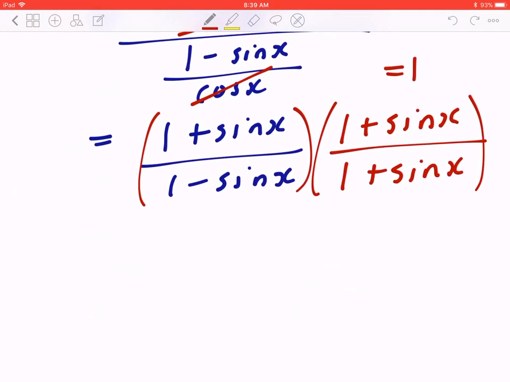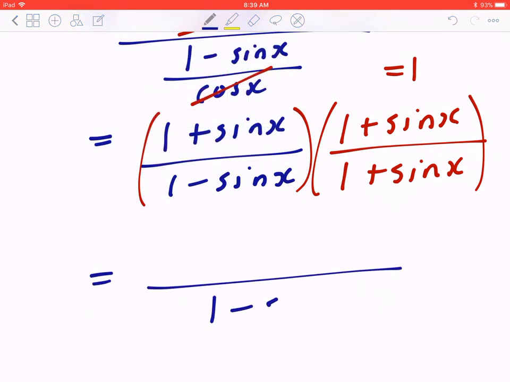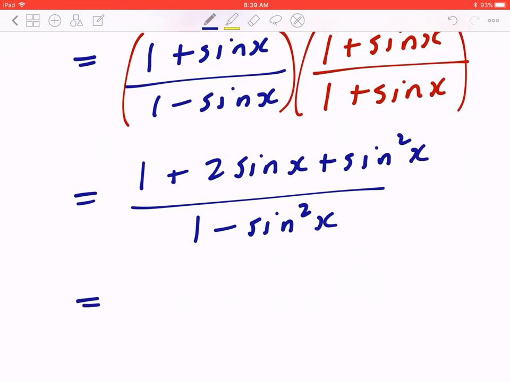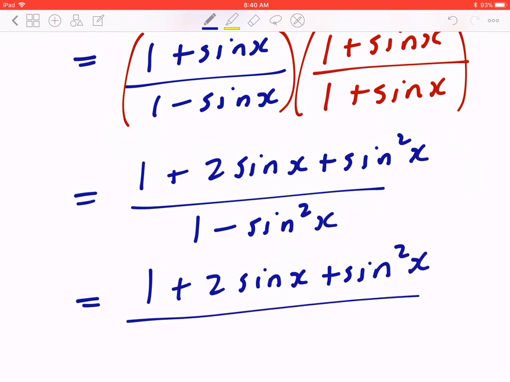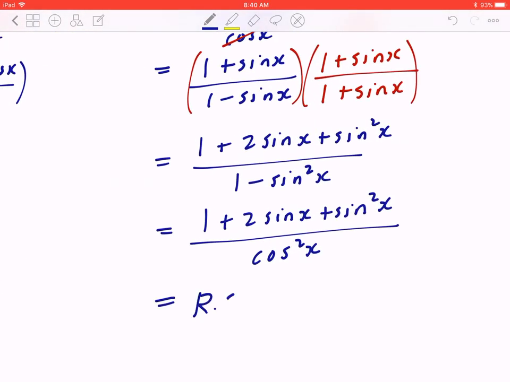So if you expand this, look what happens. At the bottom, that's going to be 1 minus sine square x, because again, difference of squares. If you look at the top, that's a perfect square, which means if you expand that, it's going to be 1 plus 2 sine x plus sine x squared. Last but not least, if you express the bottom in terms of cosine while copying the top, the bottom is going to be cosine square x. And if you look at it, this is exactly the same as the right-hand side.